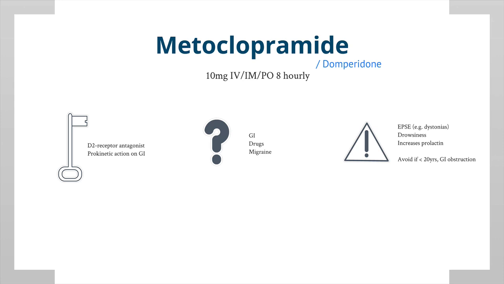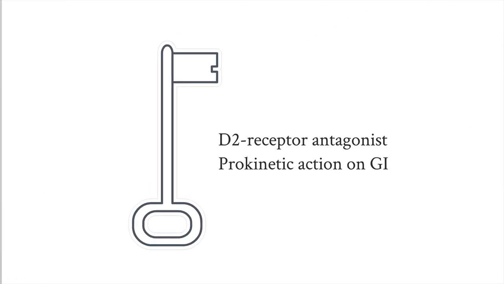Okay, let's move on now to metoclopramide. This is another very commonly used drug. Its dose is 10 milligrams. It can be given IV, IM, and PO, up to 8 hourly. That's also TDS. Another one that you might wish to memorize is called domperidone, but you should look up the dose of this. Okay, how does it work? So this one is a dopamine receptor antagonist. Importantly though, it has a prokinetic action on the GI system, so it's going to speed up gastric transit.